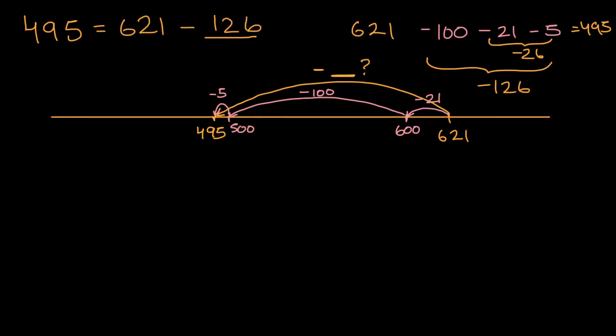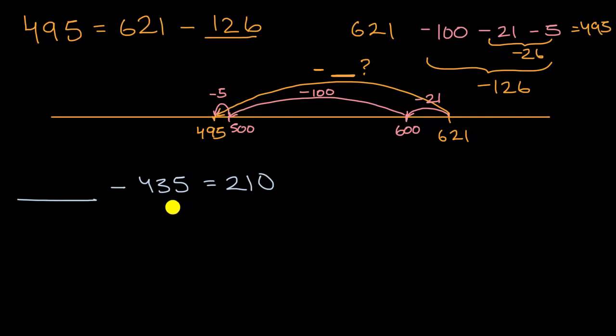Let's do another example. Let's say we want to figure out, if someone tells us, blank minus 435 is equal to 210. What is blank in this situation? Well, this is a little bit different now, because now we're not trying to figure out what to subtract from the larger number. In this situation, we're trying to figure out the larger number. The larger number minus something is equal to 210.